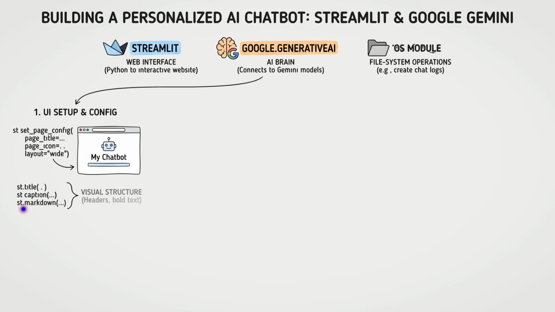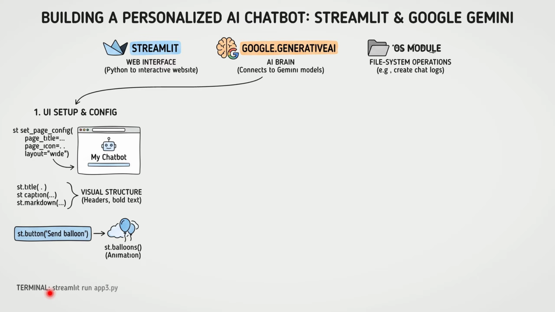Next, we build out the visual structure using title and caption elements. If we need bolder text or headers, we use the markdown function. Streamlit also makes it easy to add interactive elements. For example, adding a button that triggers a fun balloon animation takes just a couple of lines of code. And to actually see all of this running during development, you simply execute the Streamlit run command in your terminal.